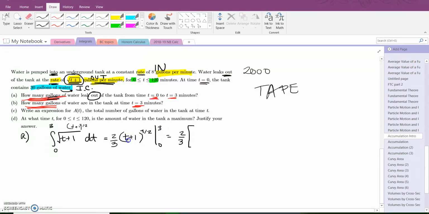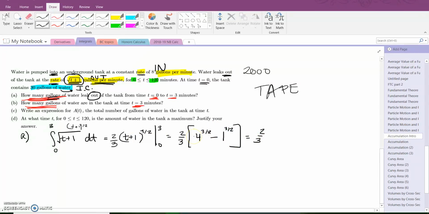I have 3 plus 1, which is 4. So 4 to the 3/2 minus, normally, no, I shouldn't say this. Sometimes when you plug 0 in, it ends up just being 0. And in fact, this year, a lot of people got this question wrong because they assumed when they plugged 0 in, they would get 0. But check it out. 0 plus 1 is 1. 1 to the 3/2. So you have to be careful.